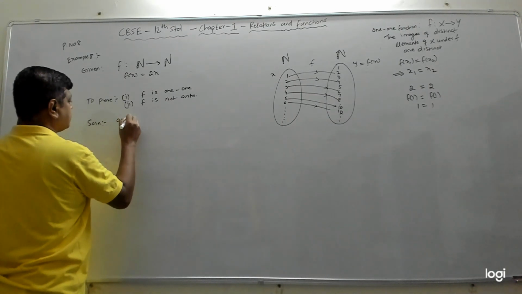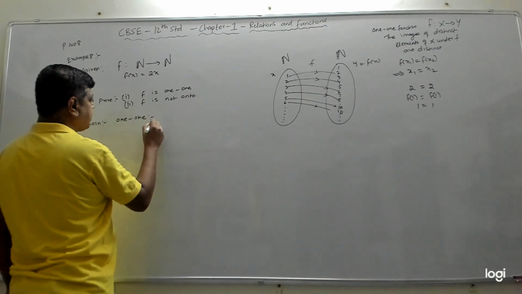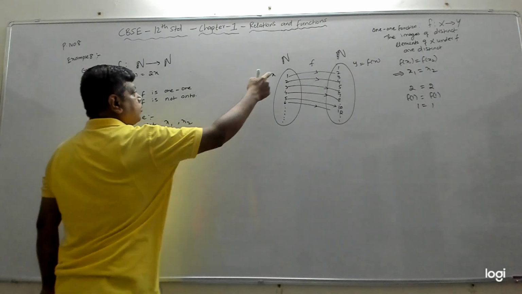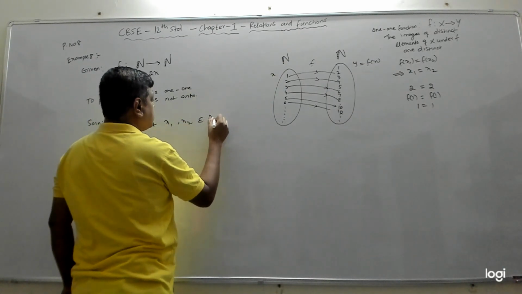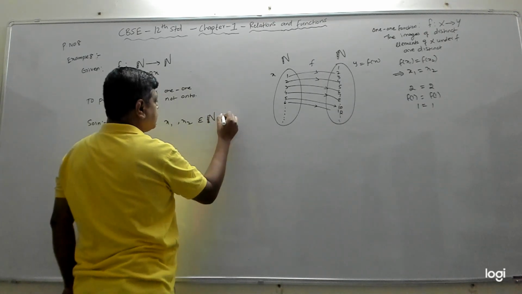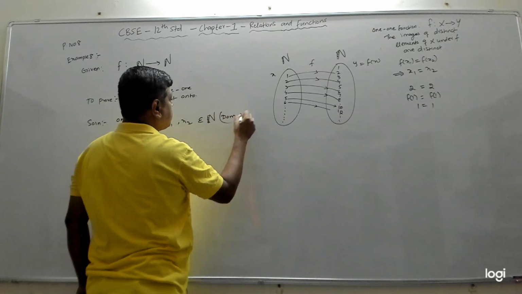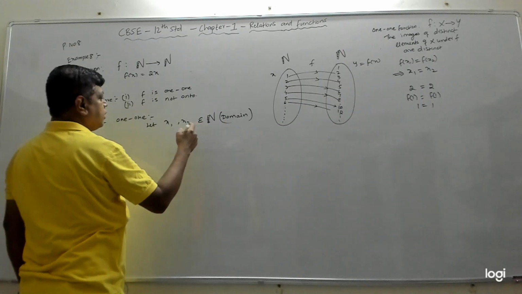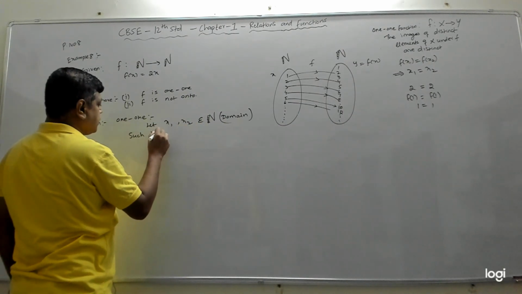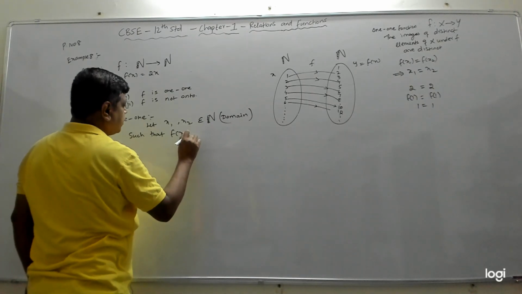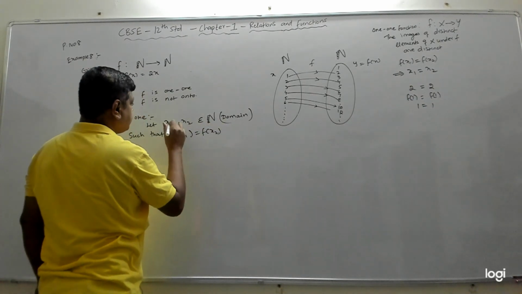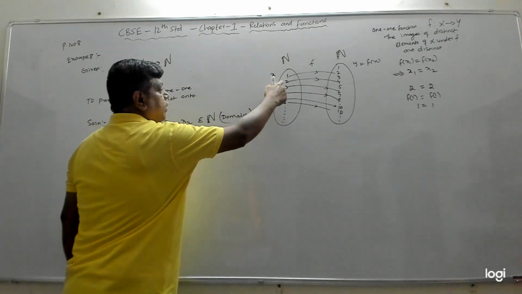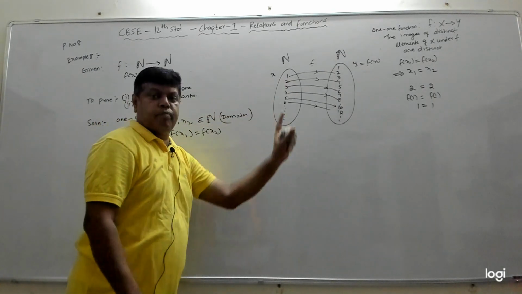The proof for this is, we'll say let x1 comma x2, we are taking two numbers from this domain, n belongs to the set of all natural numbers, that is the domain. We are taking from the domain. This is called the domain, this is called the codomain. The first set is always the domain, the second is the codomain. Such that f of x1 equal to f of x2. So we have taken two numbers x1 and x2 from this domain set such that their images are the same. They have the same image.